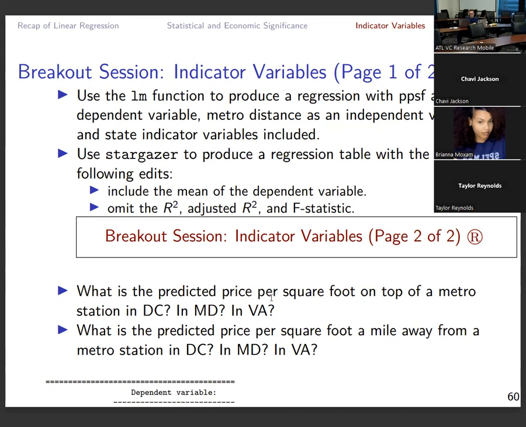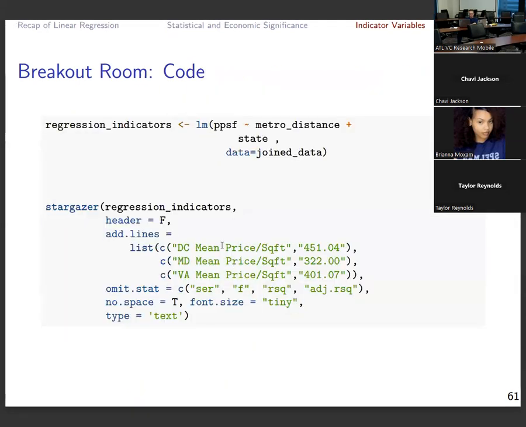Now this is the predicted, it's not talking about significance. It's not asking you to make any inference around the null hypothesis. This is just simply around what you expect the price per square foot to be in the different DC areas. So the next thing that you should do is, once you answer those two, answer the question about whether or not there's significant differences between the predicted price per square foot of a property right on top of the metro in DC versus Maryland versus Virginia. And then what that significance level would be, okay?